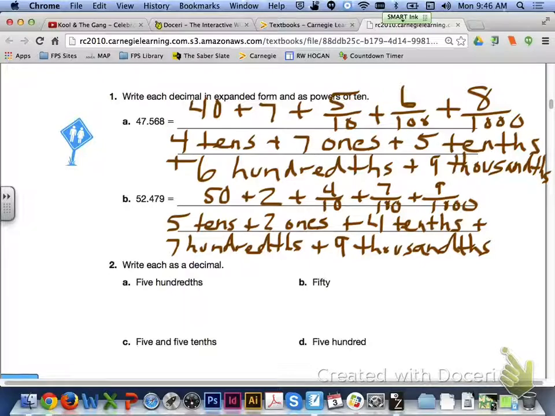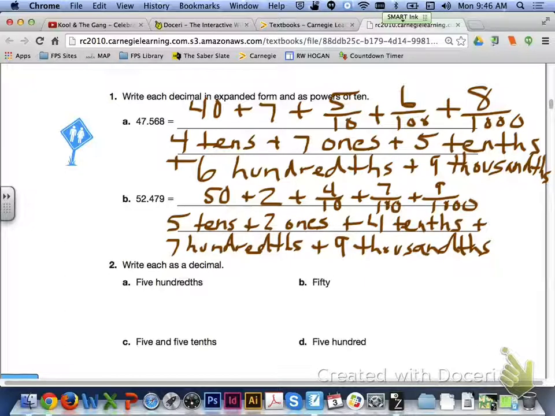So if we take a look at letters A and B, for letter A we had 47 and 568 thousandths. For the expanded form, on the top line you should have 40 plus 7 plus 5 tenths plus 6 hundredths plus 8 thousandths. And if we write it out as powers of 10, we have 4 tens plus 7 ones plus 5 tenths plus 6 hundredths plus 8 thousandths.